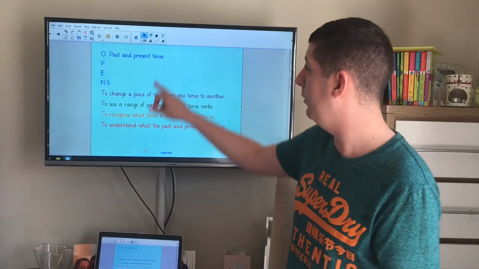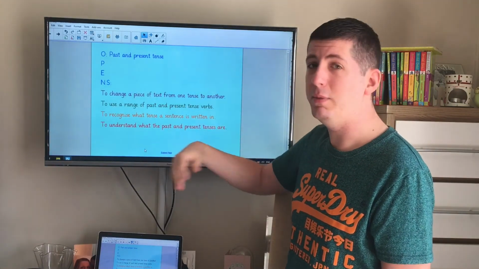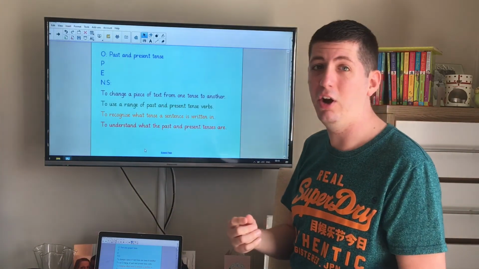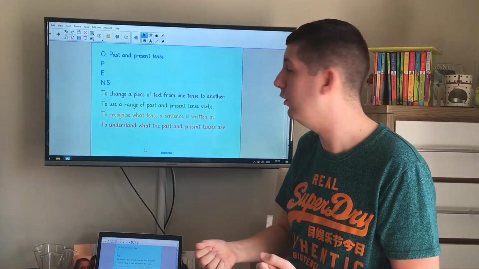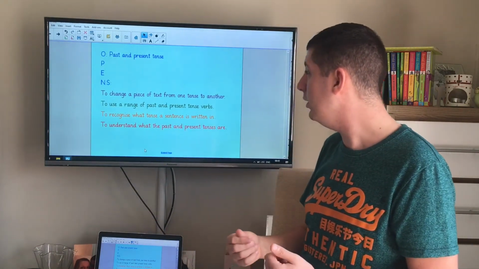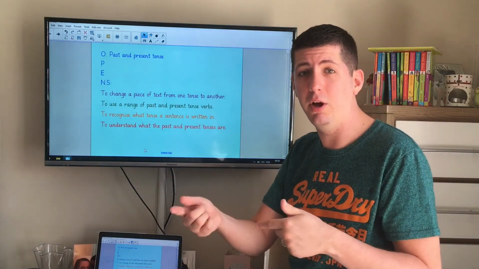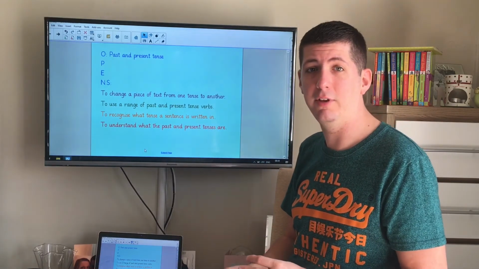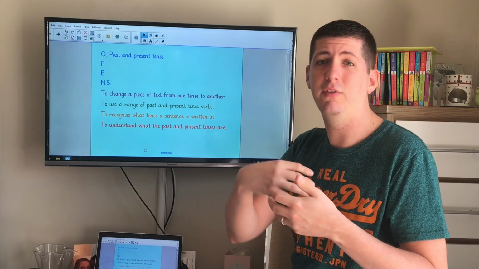So our objective today was to look at the past and the present tense. Our next steps, thinking about what we could do to move our learning on. Do you understand what the past and present tense are? If you're still a little bit unsure, that could be your next step to make sure you're definitely sure of it in the future. Do you recognise what tense a sentence has been written in? So if you've read something, can you work out whether it's in the past or in the present? Can you use a range of past and present tense verbs? So can you think about whether you're using a word about something that's already happened?